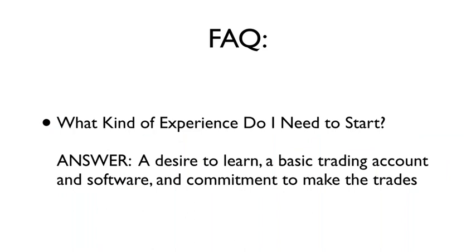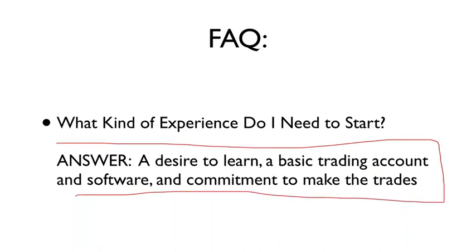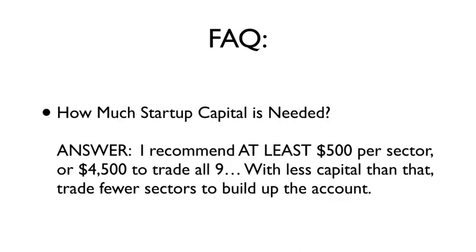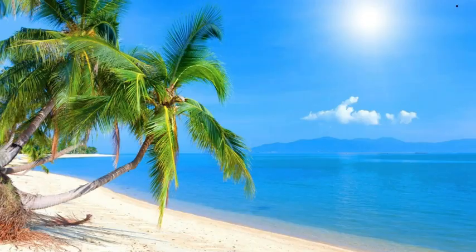What kind of experience do you need? Really, you just need a desire to learn, a basic trading account and software, and a commitment to make the trades. Can I trade in an IRA or 401k? Absolutely. There are going to be some limitations to trading in retirement accounts in that you can't short securities. You're going to have to either trade the double ETFs or use a couple of the workarounds we have for that, which is perfectly fine. How much startup capital is needed? We recommend at least $500 per sector or $4,500 to trade all 9 sectors. With less capital than that, we would recommend just trading fewer sectors until you build up the account.